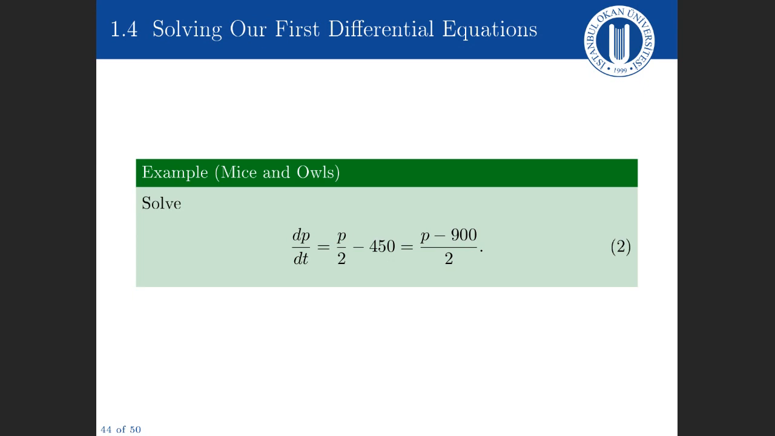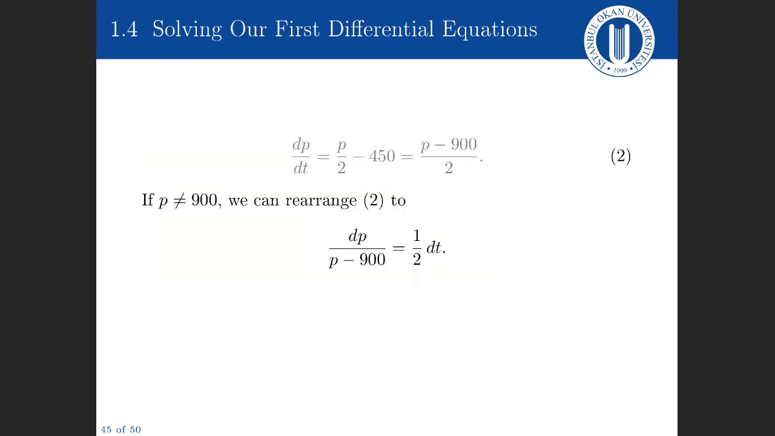Let's do mice and owls first. dp/dt, and I'm choosing to write this as p minus 900 divided by 2. And you will see why soon. If p is not 900, then we can rearrange this equation. I'm going to pretend that dp/dt means dp divided by dt. And I'm going to pretend that we can multiply both sides by dt, or in other words, move the dt up to the right. And then I'm going to take the p minus 900, divide both sides by p minus 900, or move this over to the left side to get dp divided by p minus 900 is equal to half dt.